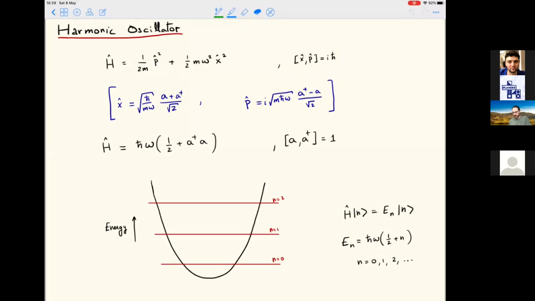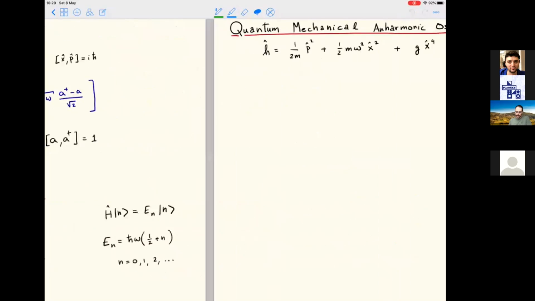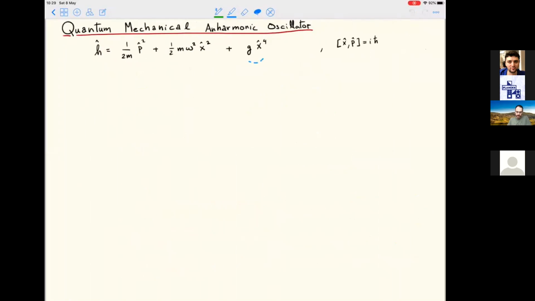and the energy levels are just h bar omega times a half for the ground state plus integers for the excited states. Okay, so this is the standard harmonic oscillator. It has a very simple analytic solution. So now, what happens if you add a quartic term, right? This is what's called the anharmonic oscillator. Well, there are many types of anharmonic oscillators, but let's look at the quartic one.